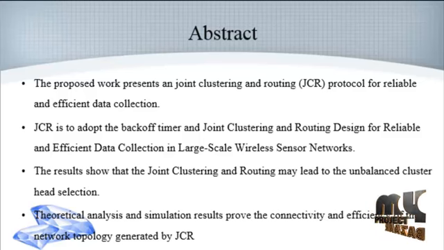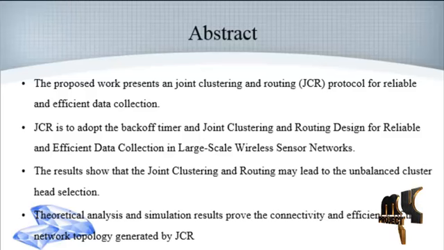In this paper, we provide a detailed analysis of the relationship between clustering and routing, and then propose a joint clustering and routing, that is, a JCR protocol, for reliable and efficient data collection in large-scale wireless sensor networks. The JCR adapts the back-off timer and gradient routing to generate a connected and efficient intercluster topology with the constraint of maximum transmission range. The relation between clustering and routing in JCR is further explored by theoretical analysis and also a numerical analysis.